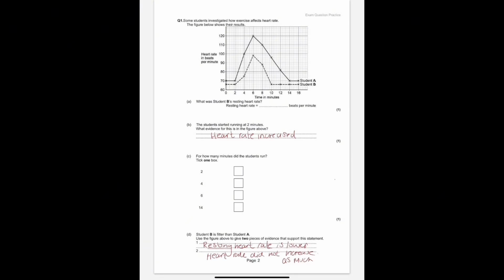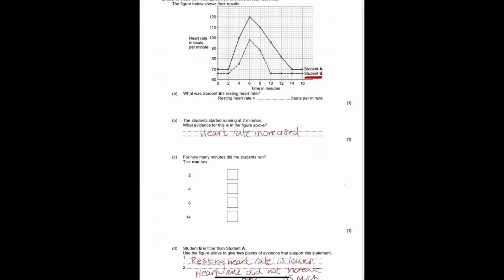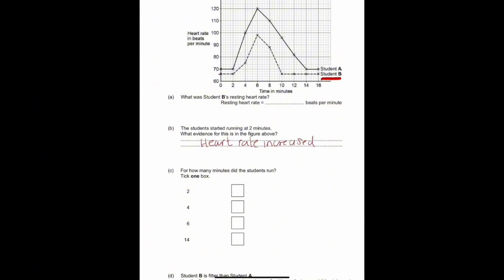So student B is over here. This is student B. And we can see that the resting heart rate is when they are not exercising. And that is going to be over here, and it's going to be 66, okay? And we can see that the line is completely flat. It goes across horizontally. It's not getting steeper like it does at 2 minutes. So that would be your resting heart rate on the graph.